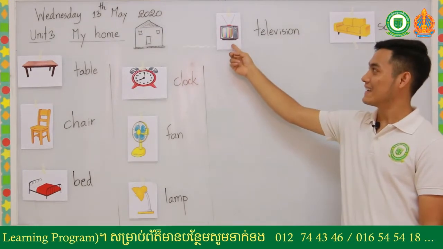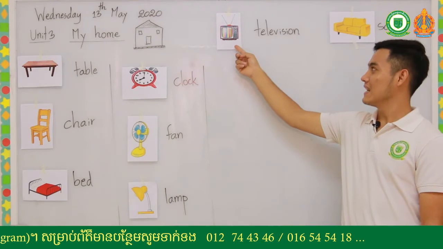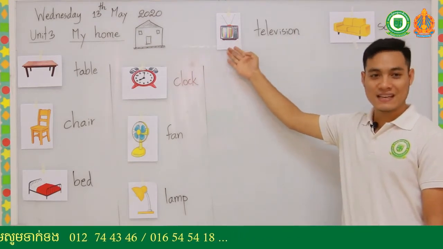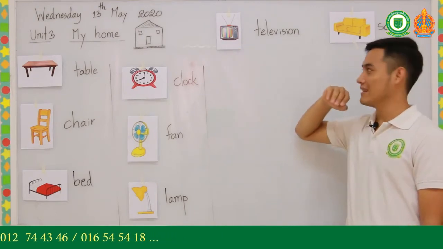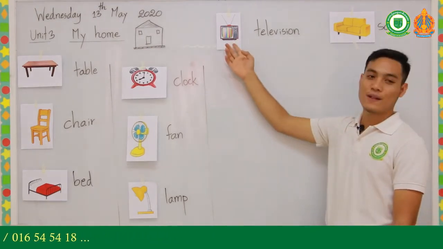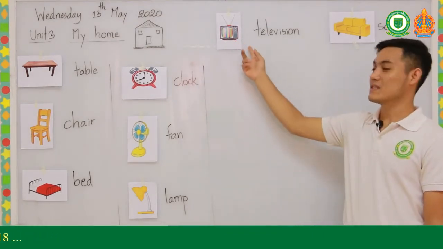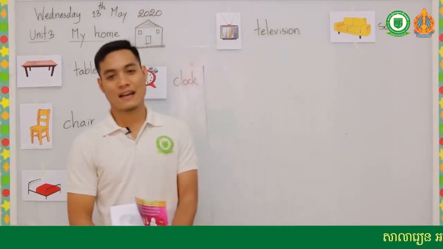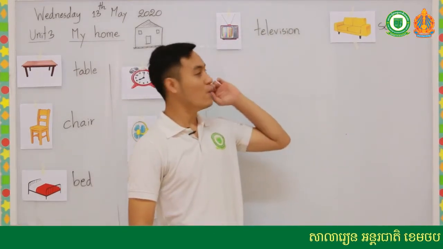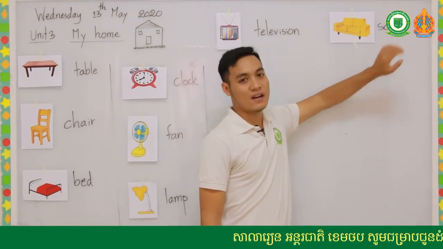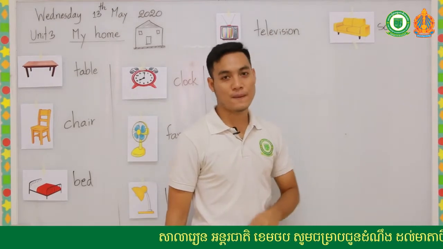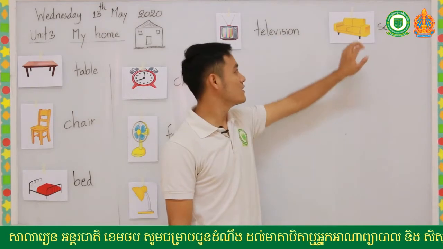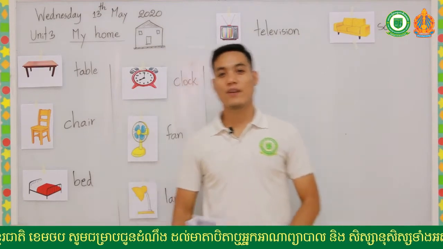And the last two things that you can see in your home are the television. You can watch CTN or MY TV through the television. So this one we call television. And the last word I'm going to share with you today about things in your home is sofa. This is a sofa. Sofa.